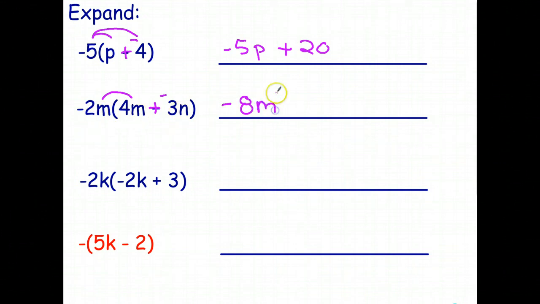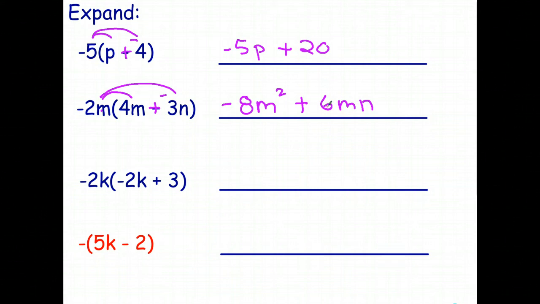Well, m times m, we just write that as m squared plus, because it's a plus there, and -2m times -3n. Well, -2 by -3 is a +6, and m times n. So once again, because we have a negative and a subtraction, that ends up being an addition. A negative times a negative is a positive.